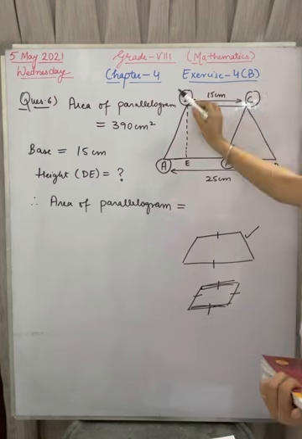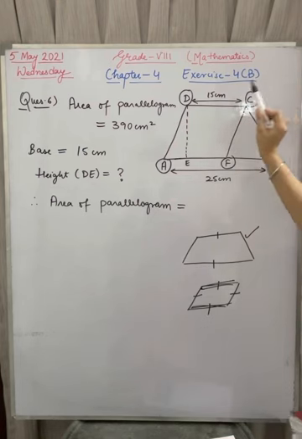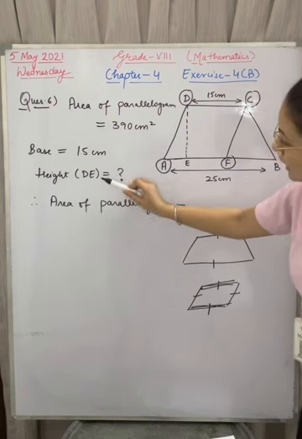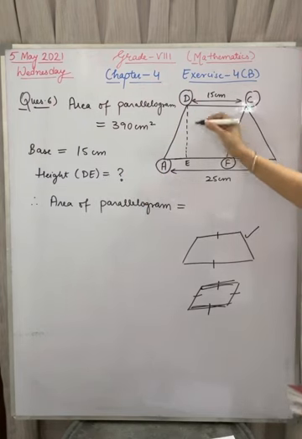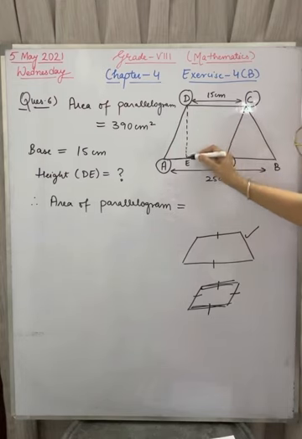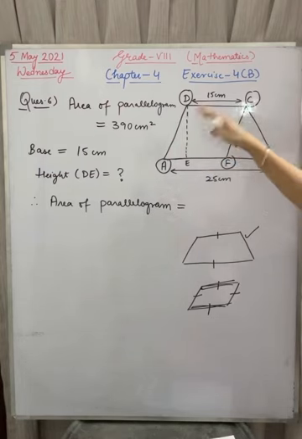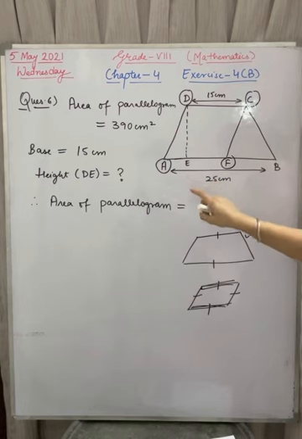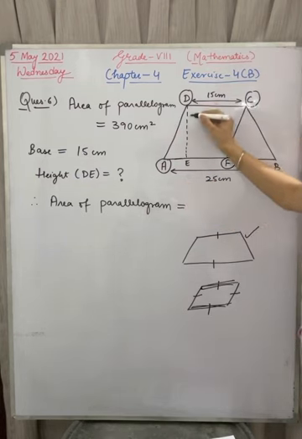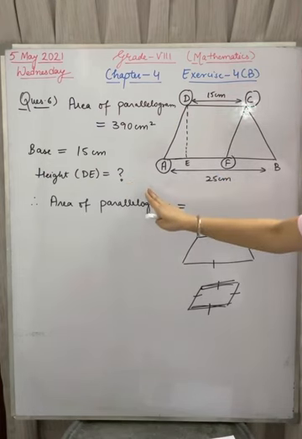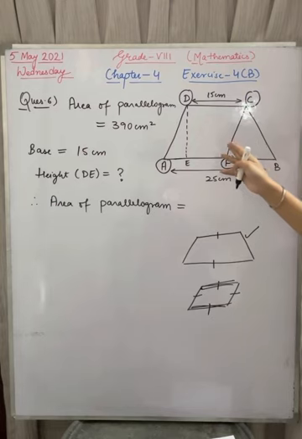So I have this DC. DC is given in the figure, so DC is the base of the parallelogram. Now, the height. What will be the height? You have to construct one line here, D to E. D to E is the height of the trapezium as well as of the parallelogram. You have to construct the height DE, which is the height of the parallelogram also, and that will be the height of the trapezium also.